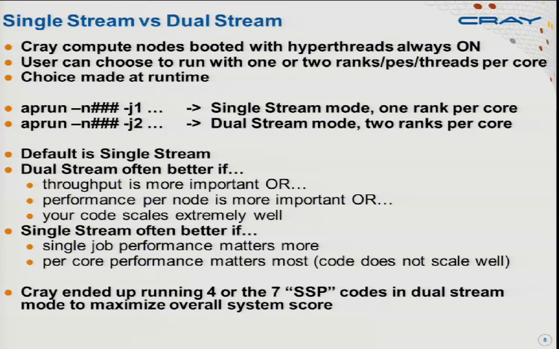Another thing that probably goes with dual stream is your code scales extremely well. This kind of makes sense because if your code does scale extremely well, with dual stream, you've got twice as many ranks for a given amount of hardware. So you better be able to use them, and being able to use them means your application can scale.